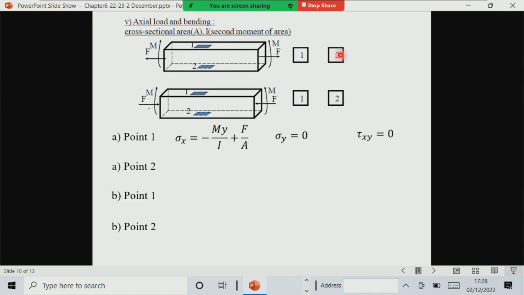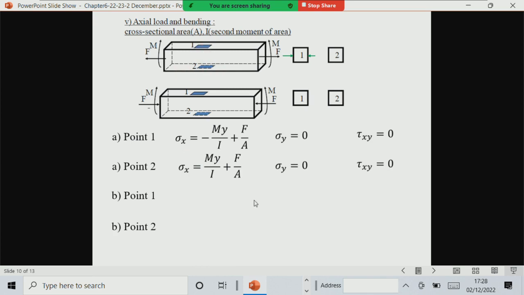Point 2 is very similar to point 1, except both of them are positive. Now, if I was asked to design this component, I have to find out the maximum stress or principal stress or maximum shear stress or Von Mises stress acting at point 2, not point 1, because point 2 in comparison with point 1 is highly stressed. You can see these 2 points. So this has got a higher stress value applied to it. So if I want to do some experiments, I attach strain gauges at point 2, not point 1.